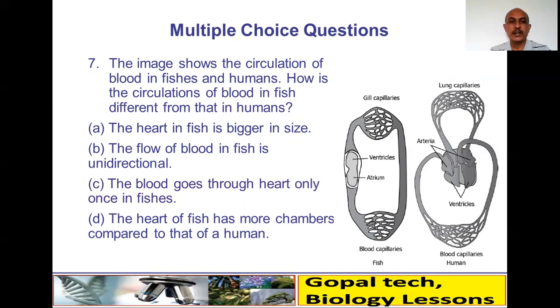Yes. So the correct answer is C. The blood goes through the heart only once in fishes. That is single circulation. But in human beings, it is double circulation. The blood flows twice through the heart. So that is the basic difference. Okay, and here there is a 2-chamber heart, there a 4-chamber heart.